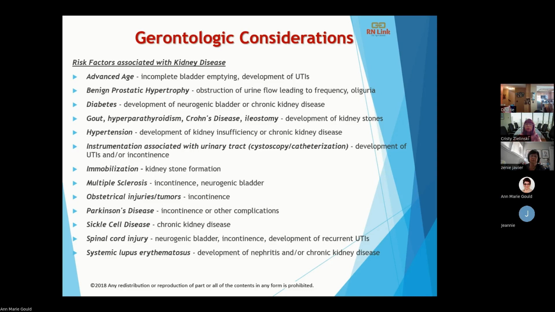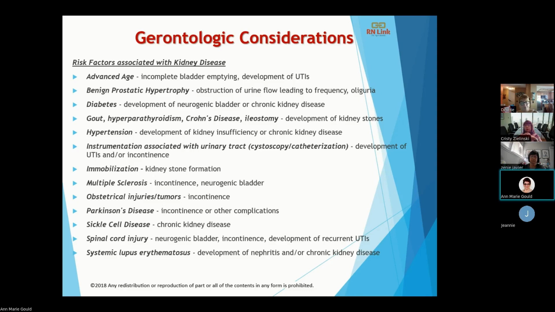Men develop benign prostatic hypertrophy, your BPH, disruption of urine flow, leading to frequency or oliguria. Diabetes is another big risk factor, because they develop a neurogenic bladder, or they can develop CKD, chronic kidney disease. They can even start with a nephropathy, depending on how severe the diabetes is, if they don't maintain control of it. Now, your gout, hyperparathyroidism, Crohn's disease, and even if you have an ileostomy in place, you're prone to develop kidney stones. So that's another big piece of the pie you've got to keep an eye on.